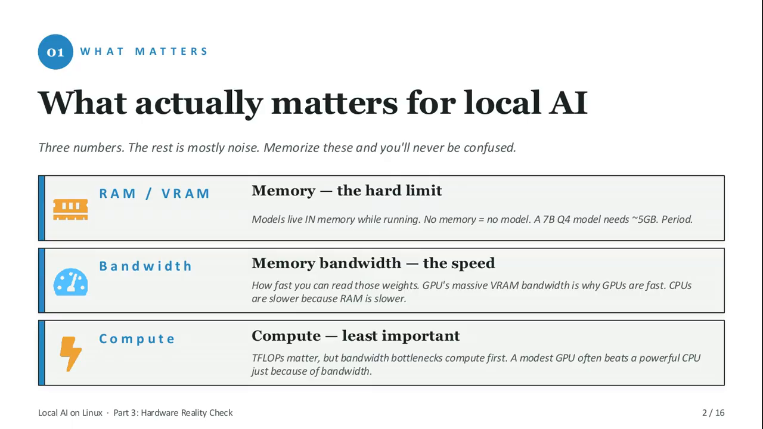There are really only 3 numbers that decide whether a model runs well on your machine. First, memory, RAM or VRAM, that's the hard ceiling. If a 7B model quantized to 4 bits needs roughly 5 gigs, and you don't have 5 gigs free, it simply won't load. Second, memory bandwidth, how fast you can stream those weights. That's the real reason GPUs feel fast and CPUs feel sluggish. And third, raw compute. It matters less than you'd think because bandwidth almost always chokes first.